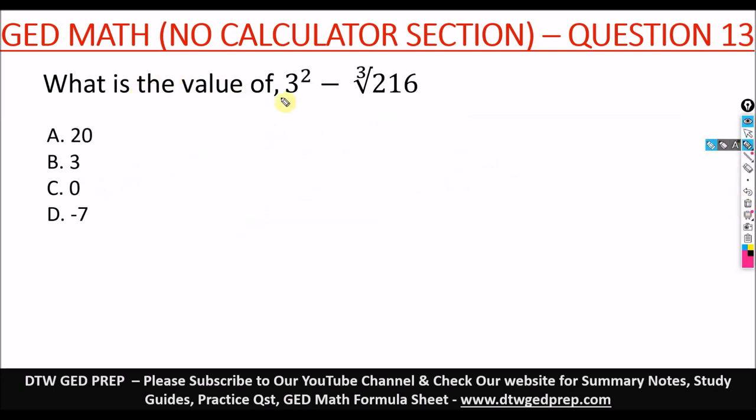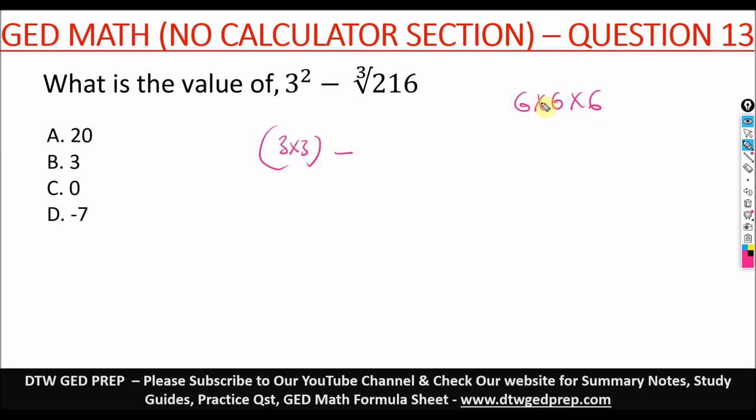Question 13 says, what is the value of 3 square minus the cube root of 216? So 3 square is 3 times 3 minus the cube root of 216. It's always good, before you go to do your math test, that you know at least the first 10 square roots and also the first 10 cube roots. Okay, so the cube root of 216 is what? 6. Okay, and that is 6 times 6 times 6.